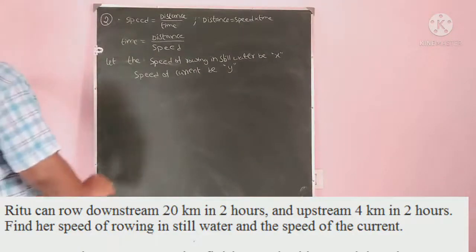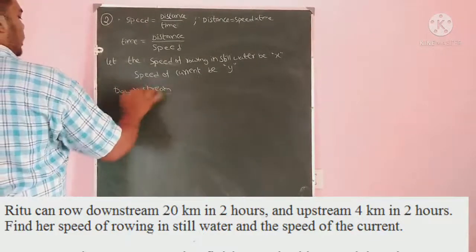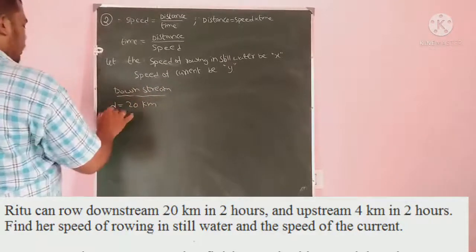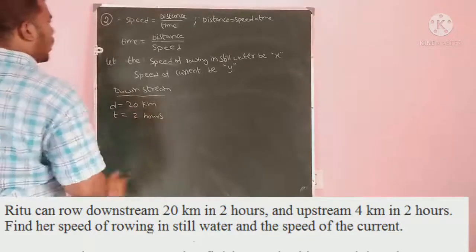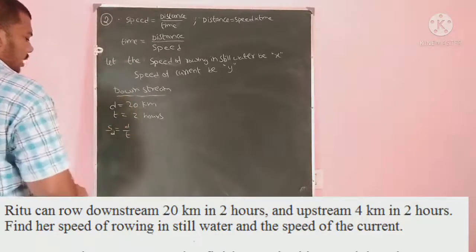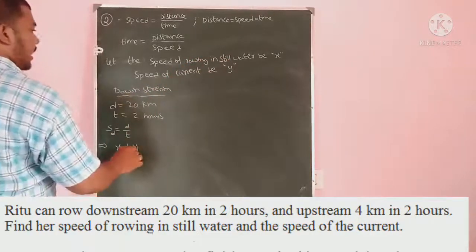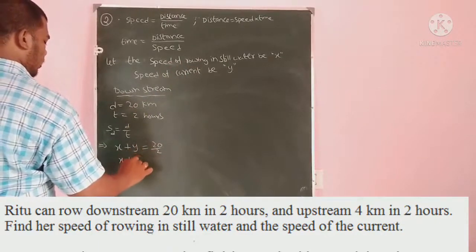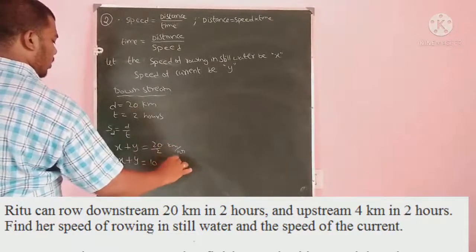Now they gave two cases. First, Ritu can row downstream. In downstream, they said the distance she rowed is 20 kilometers and the time is 2 hours. We know that speed is equal to distance by time, so speed in downstream, that is boat speed plus the speed of the current, is equal to 20 by 2. So x plus y is equal to 10. This will be kilometers per hour; afterwards you can mention the units.